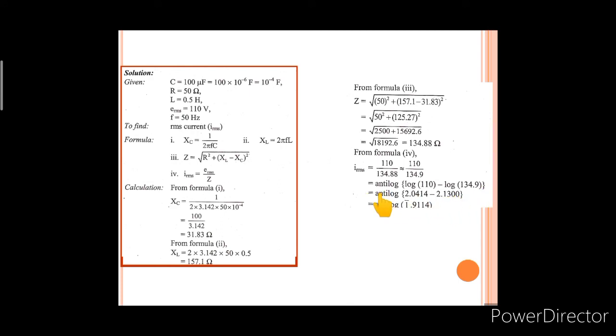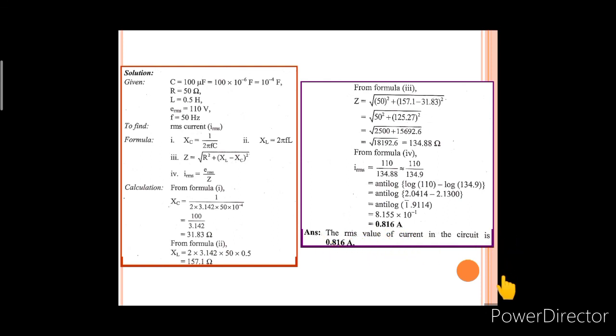So next we write anti-log of 2.0414 minus 2.1300. The subtraction gives bar 1.9114, so we take the anti-log of bar 1.9114, and the value we are getting is 8.155 into 10 raised to minus 1, which is written as 0.816. So we are getting IRMS as 0.816 ampere, and finally we can write our answer: the RMS value of current in the circuit is 0.816 ampere.